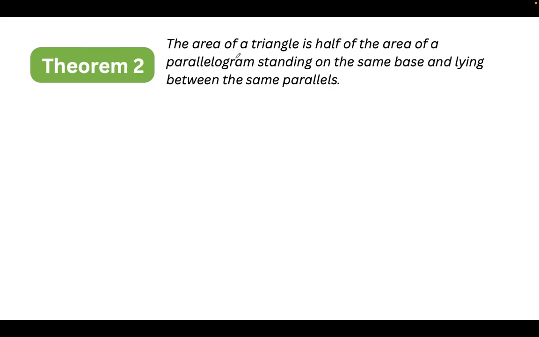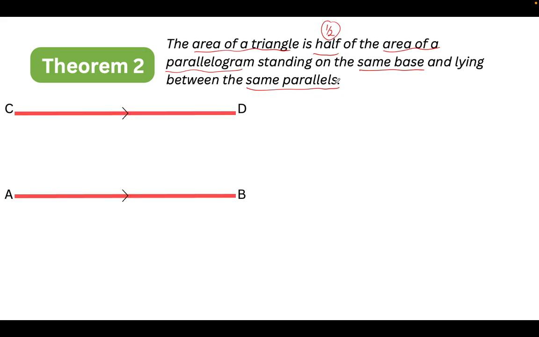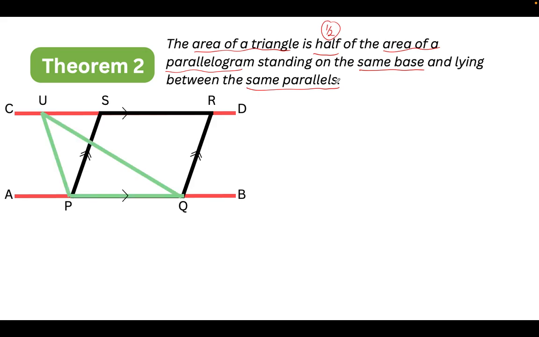Here theorem number 2 states that the area of a triangle is half, that is 1/2, of the area of a parallelogram standing on the same base and lying between the same parallels. Okay, so first of all we will need to construct the parallel lines. So AB and CD are parallel lines, and here PQRS is a parallelogram. Okay, now we will construct a triangle where the base of the triangle is PQ. So PQU is another triangle, and what we need to prove is that the area of triangle PQU is equal to half the area of parallelogram PQRS.